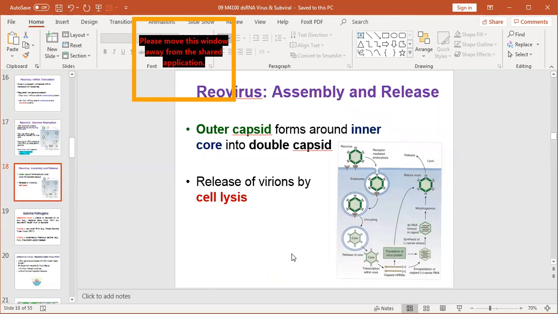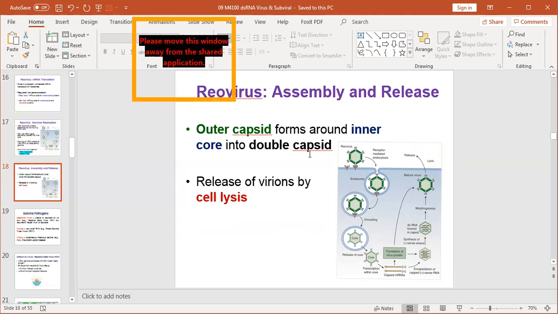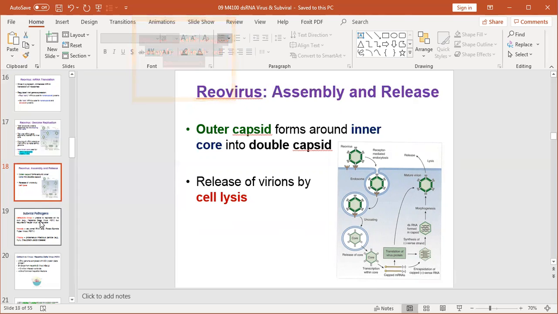Reovirus assembly and release. The outer capsid forms around the inner core. So we have the genome, then an inner core around it, and then an outer capsid around the inner core. So technically, we will end up with a double capsid. And the release of reovirus from the host cell is through cell lysis. Therefore, the host cell will die after the virus is released.